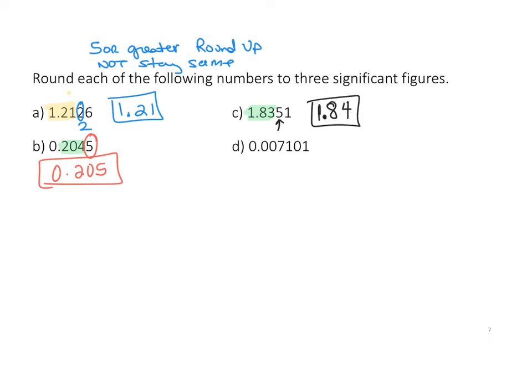And then our next problem, we don't count the zeros in front, so we're looking at these 3 here, and we're going to see about the 1. Is the 1 going to keep the 0 the same or round up? It's going to keep it the same, so 0.00710 is your answer.